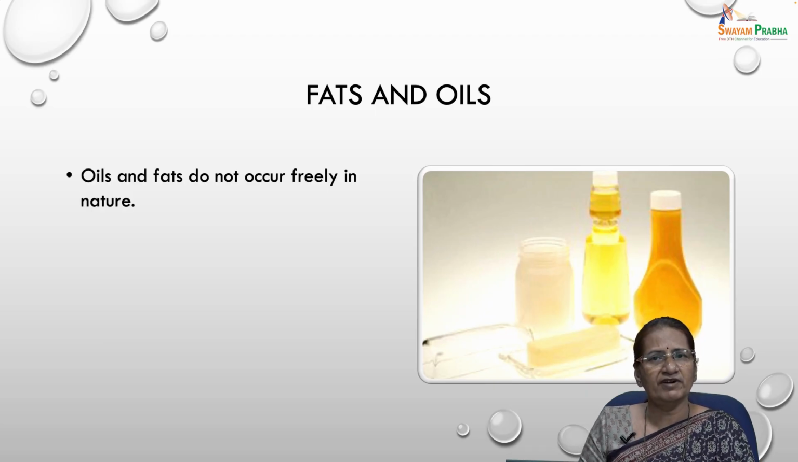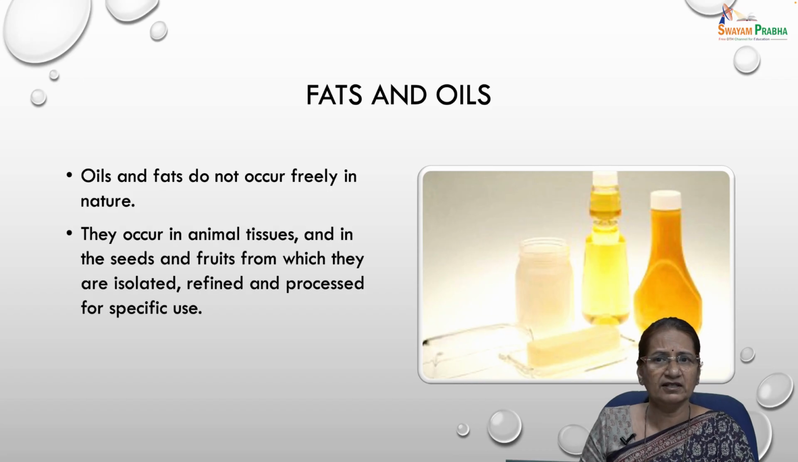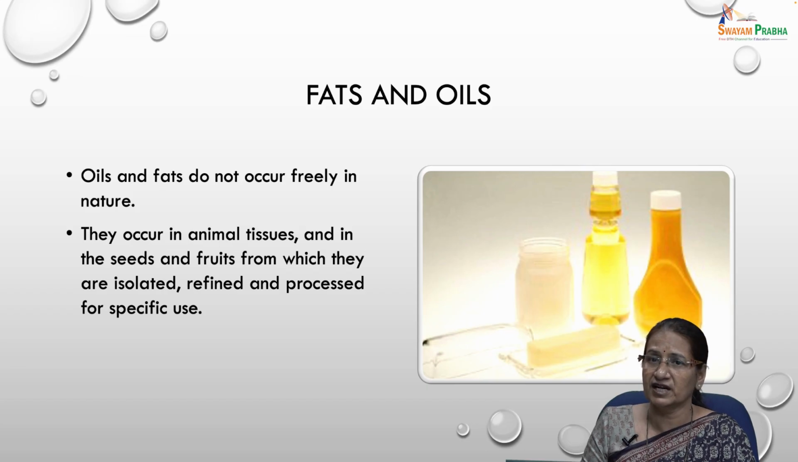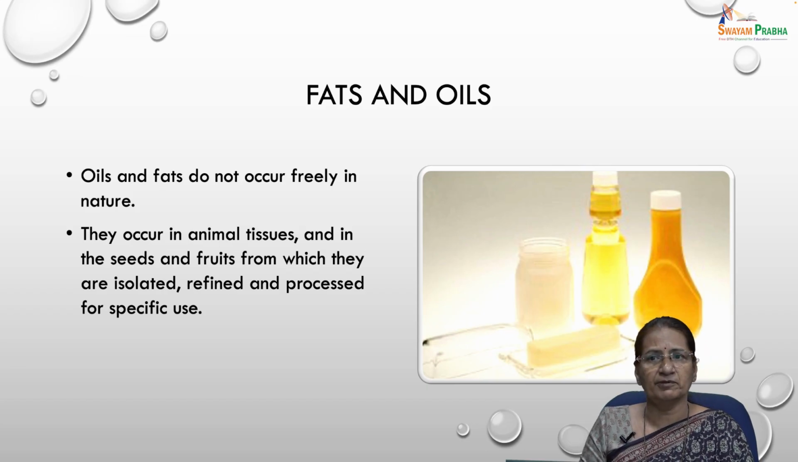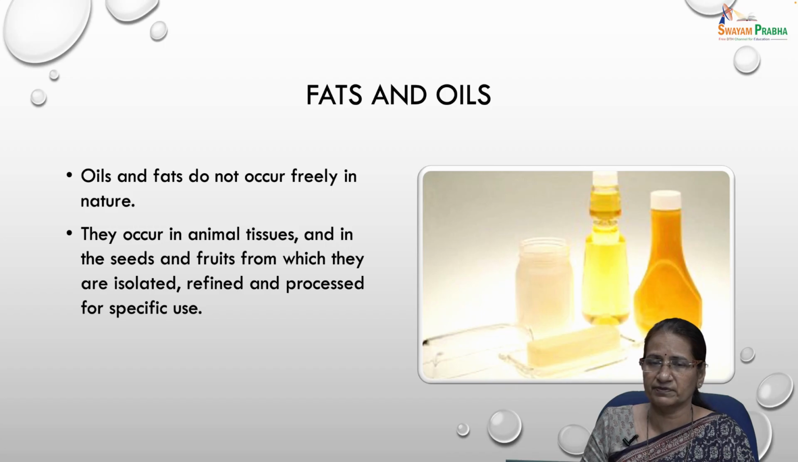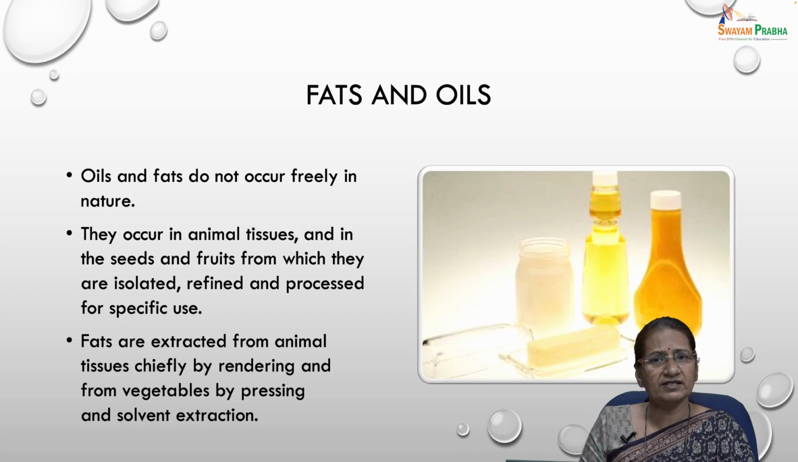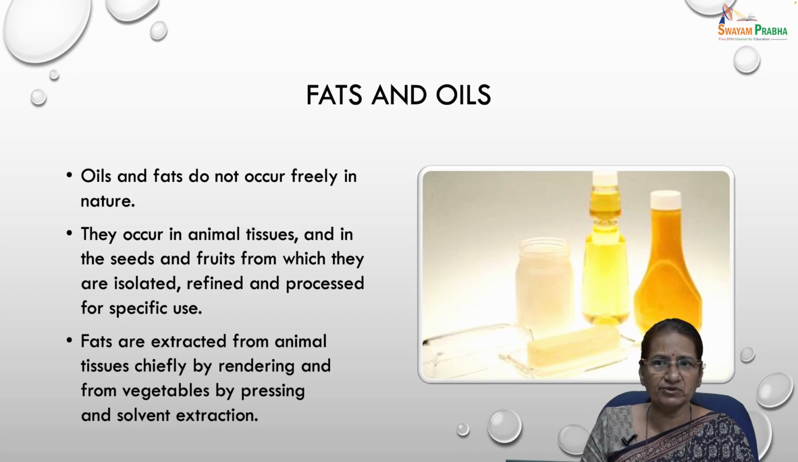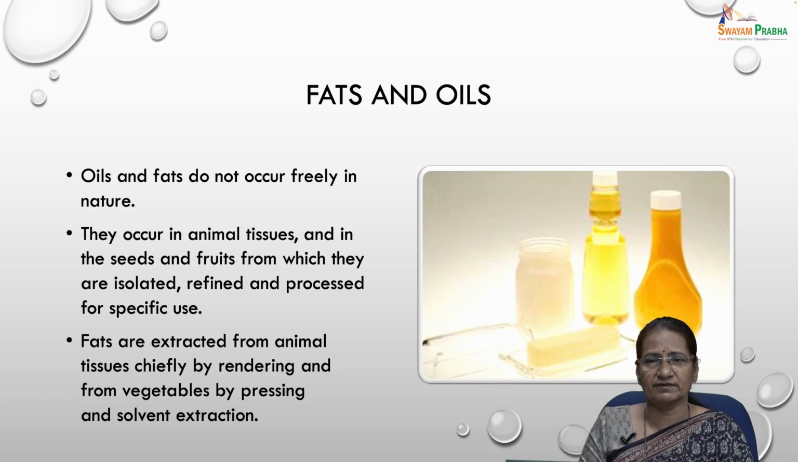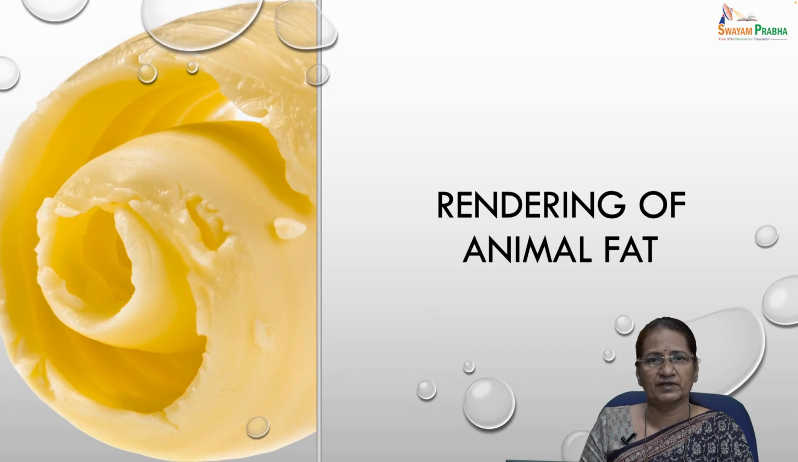Now, oil and fats do not occur freely in nature. They occur in animal tissues and in the seeds and fruits from which they are isolated, refined and processed for specific use. Fats are extracted from animal tissues chiefly by rendering and from vegetables by pressing and solvent extraction. Now, rendering of animal fat.